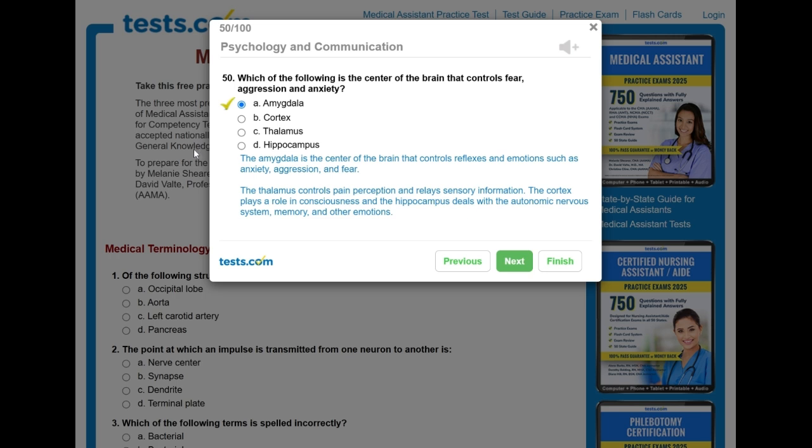The amygdala is the center of the brain that controls reflexes and emotions such as anxiety, aggression, and fear. The thalamus controls pain perception and relays sensory information. The cortex plays a role in consciousness, and the hippocampus deals with the autonomic nerve system, memory, and other emotions.